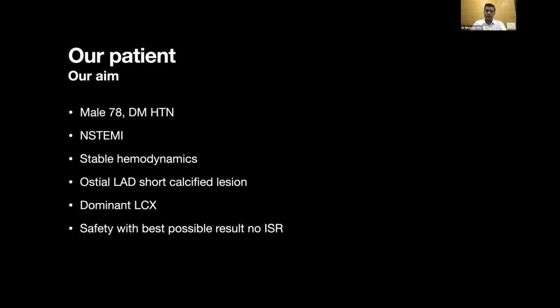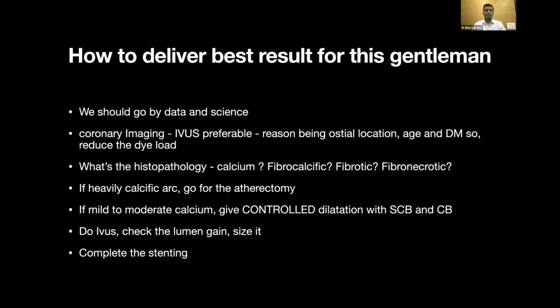I want to give the safety and best possible result with no in-stent restenosis. So how to go ahead? First of all, I agree with it. We should go for the imaging. On the angiography, we may see that it is a calcific lesion and it may turn out to be a much more calcific arc also. And what is the histopathology, whether it is a calcific, fibrocalcific, fibrotic or necrotic plaque.